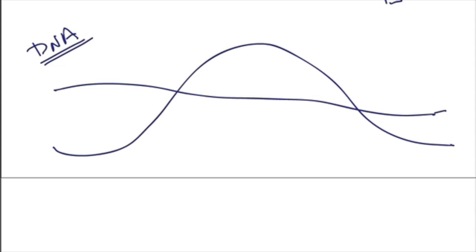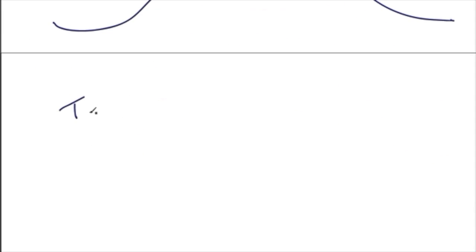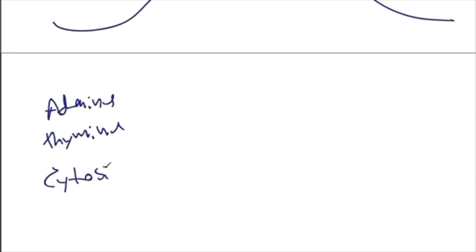Okay, so it's made up of adenine, thymine, cytosine, and guanine. I don't know if it's thymine or thiamine, but I'll spell thymine. That could be wrong. And what are those guys?